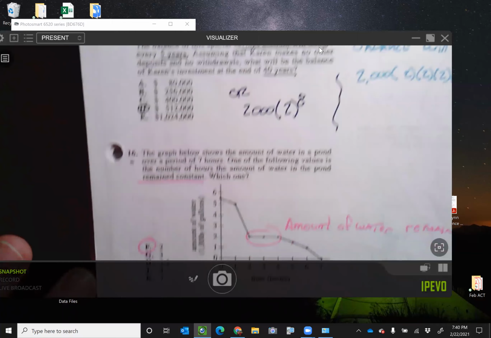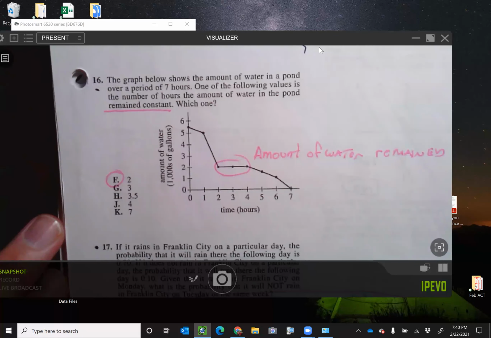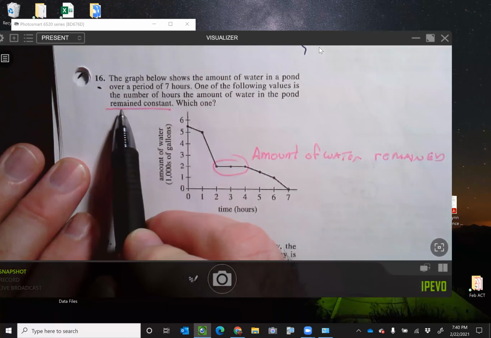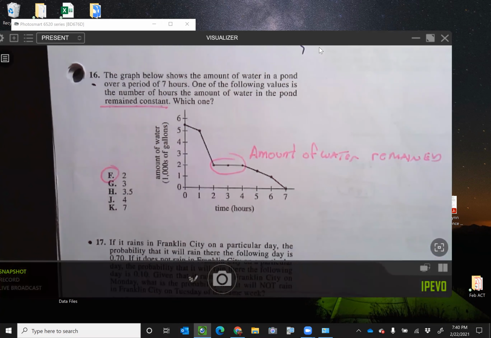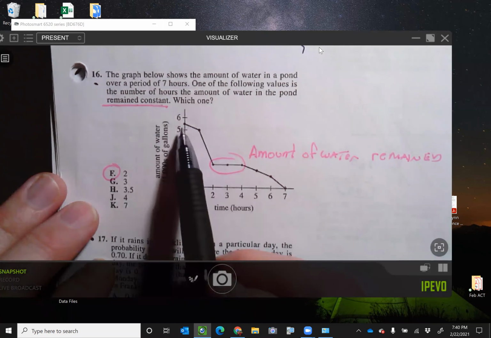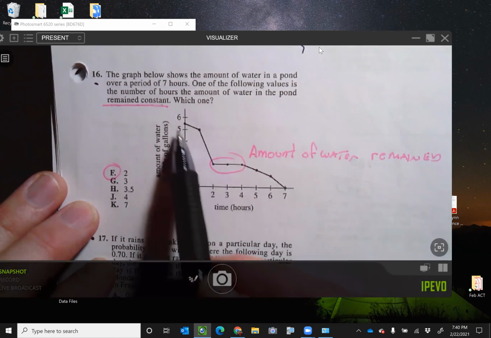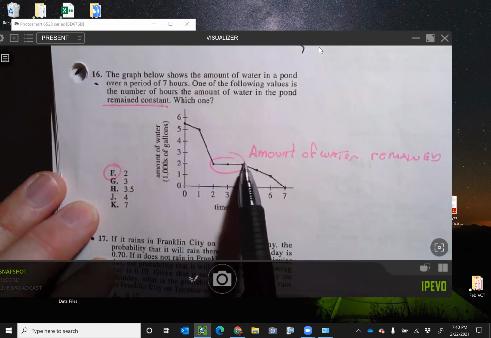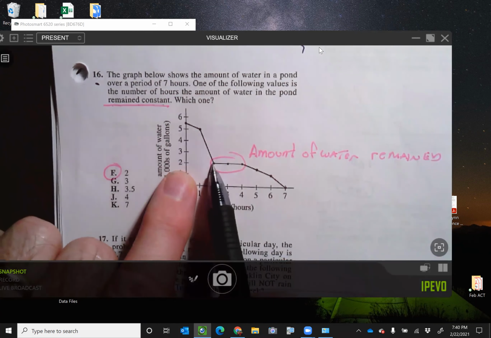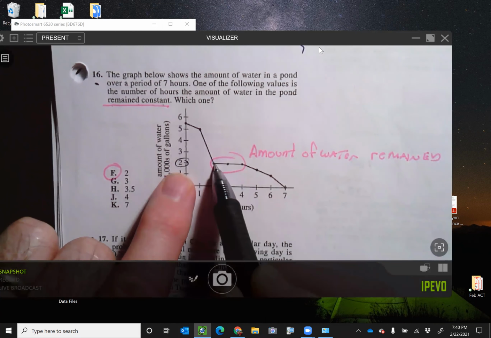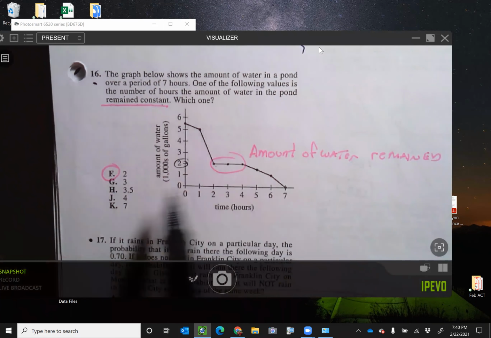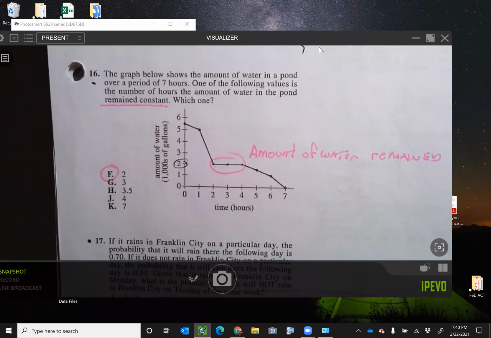Let's keep going here. 16 is just asking a quick question. When will it remain constant? Now, constant means never changing, right? So if I'm looking at this graph, when does the graph never change? Right here. It's equal to 2, equals 2, equals 2. The answer's never changing there. So that's what we say, 2.